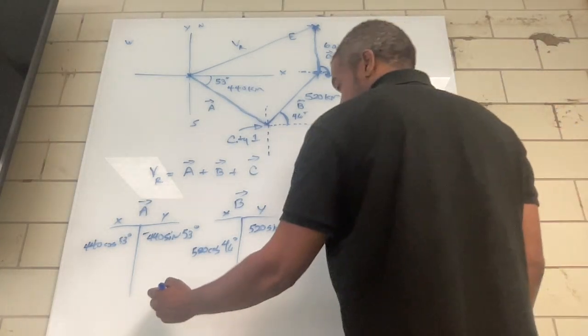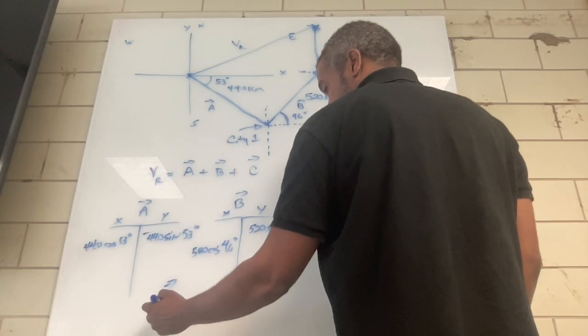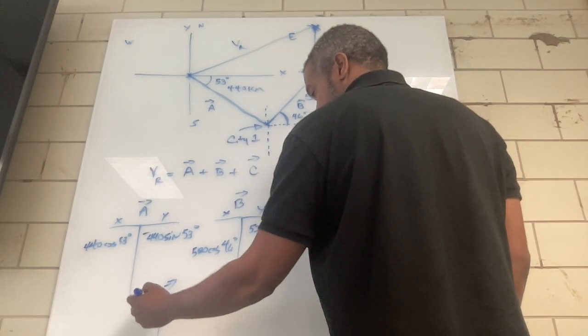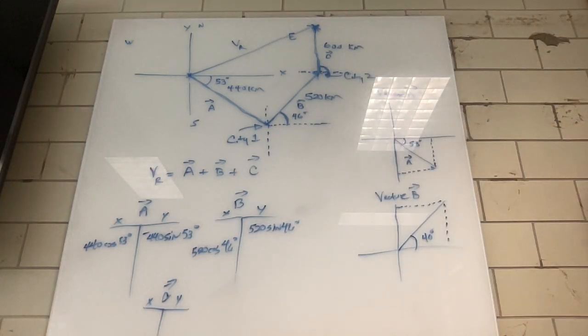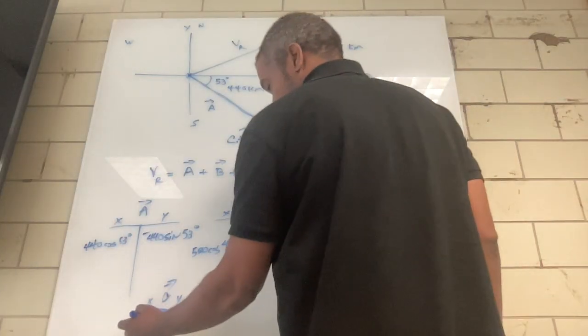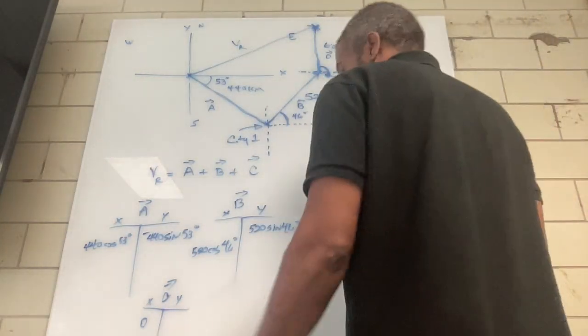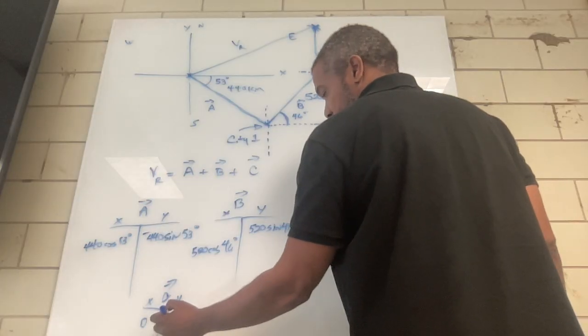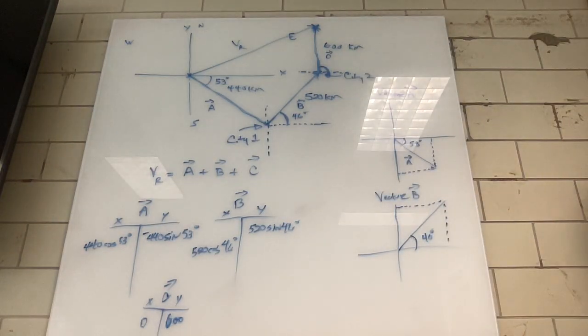Now we have the C, right? What are X and Y on the C? The X of C is 0. X is 0. And the Y should just be 600. Yep. Now what?